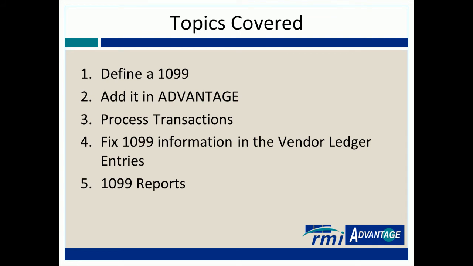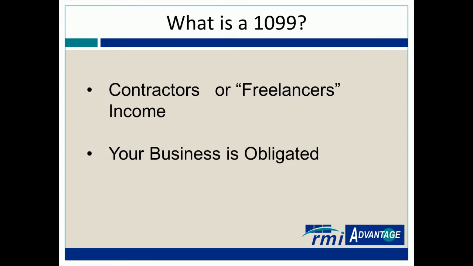The topics that will be covered in this class will be defining a 1099 and identifying who receives a 1099, how to add it to a vendor card within Advantage. We'll also learn how to process 1099 transactions. We'll learn how to fix 1099 information in the vendor ledger entries and also take a look at some reports that are available to you within Advantage. We'll get started first by defining exactly what a 1099 is and the individuals that usually receive it.